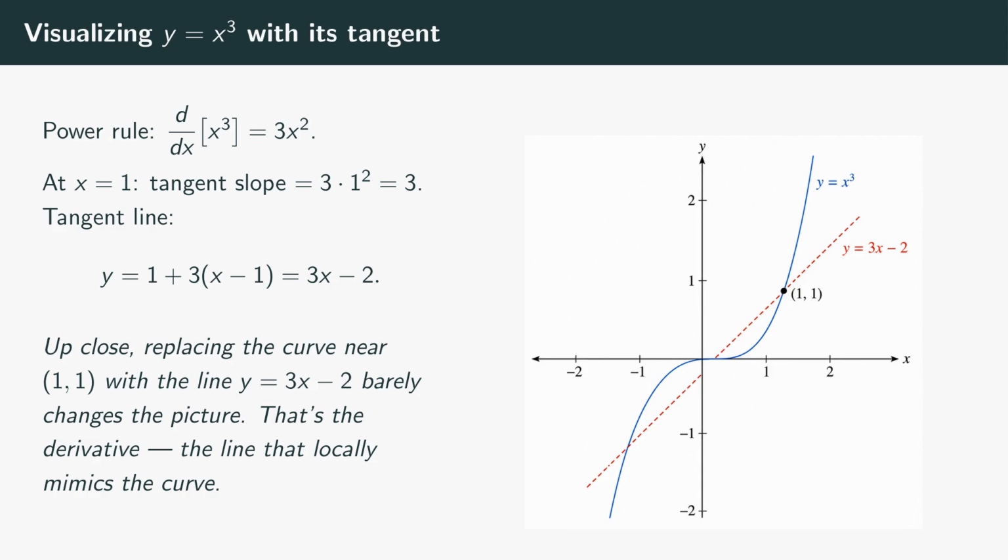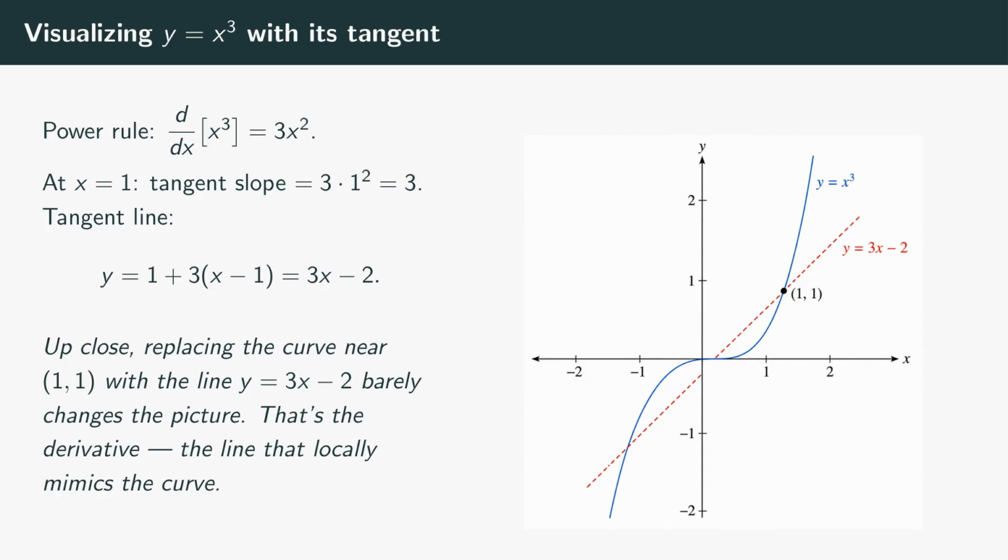Let me hammer the power rule home with a picture for the n equal to 3 case. The curve y equals x cubed climbs slowly through the origin, passes through (1, 1), and shoots upward to the right. By the power rule, its derivative is 3x squared. At x equal to 1, that derivative equals 3. So the tangent line at the point (1, 1) has slope 3. Write the line. Point slope form, y minus 1 equals 3 times the quantity x minus 1. Simplify, y equals 3x minus 2.